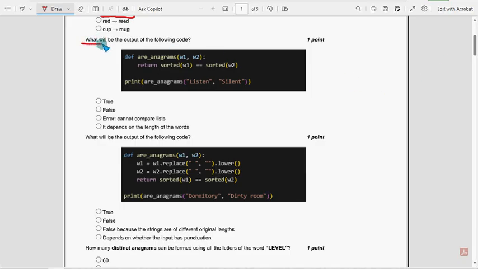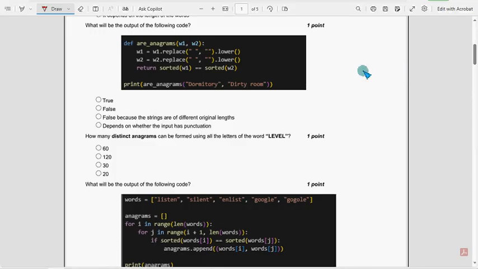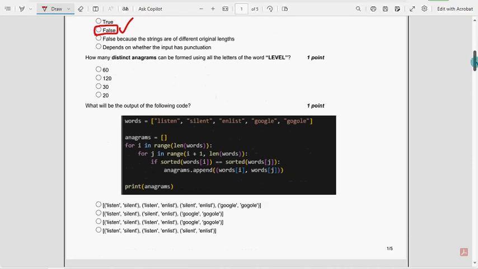Next, second question: what will be the output of the following code? For the second question, the second option, false, is the probable solution, guys. So mark the second option. Next, the third one: for the third question also I have got false as the output. These outputs are tested outputs, guys, in the compiler, right? Now let's move on to the next question. Fourth question: how many distinct anagrams? For the fourth question, the third option, 30, is the probable solution.